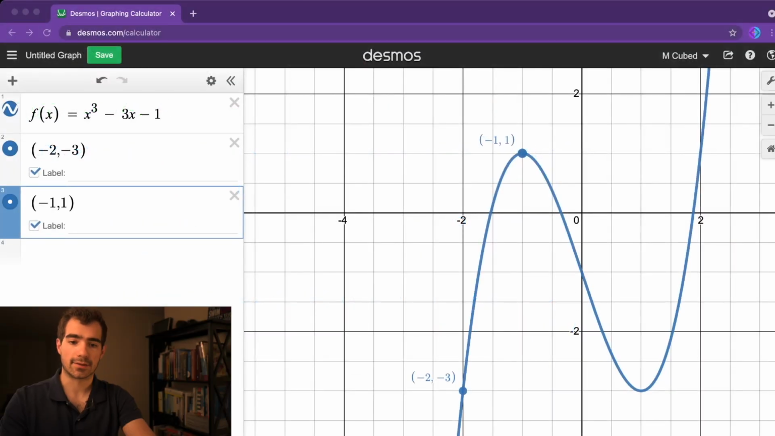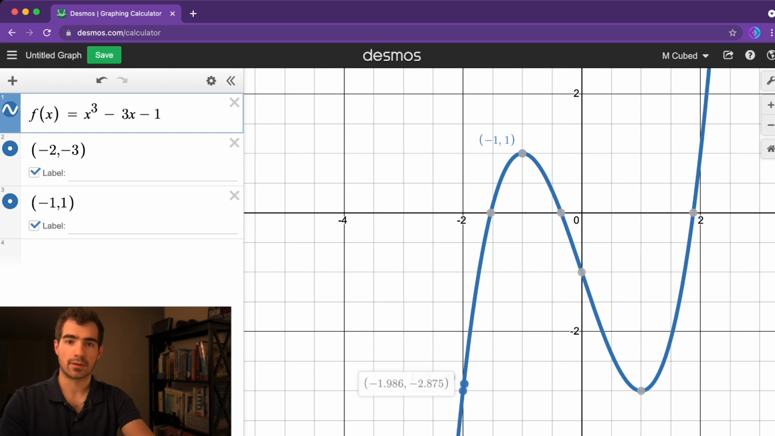And if we take a look at the graph, we can see this here. At negative 2, negative 3, we are below the x-axis, and then the only way to move up to negative 1, 1 would be to cross through the axes at this point here, at this 0.